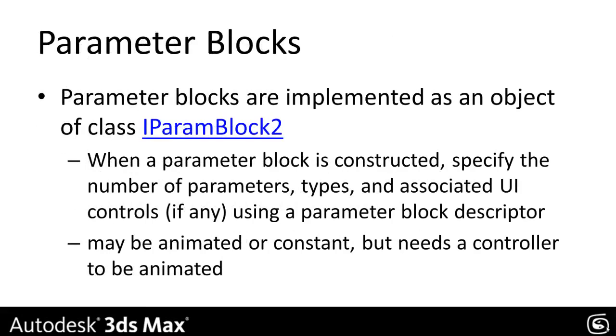So parameter blocks are implemented as an object of class iParamBlock2. You remember we talked about some other types of parameter blocks that are the older types, and you're going to run into those as you're working with some of the existing objects. But when you are working with a new plugin, you're going to use iParamBlock2. When the parameter block is constructed, you're going to specify the number of parameters, the types of those parameters, and any associated UI controls. So this is done through a parameter block descriptor, and the parameters may be animated or constant, but if you're going to make them animated, there needs to be a controller assigned to it as well.